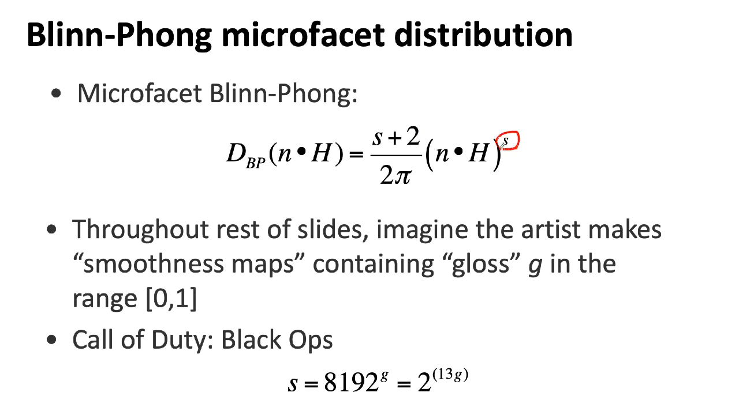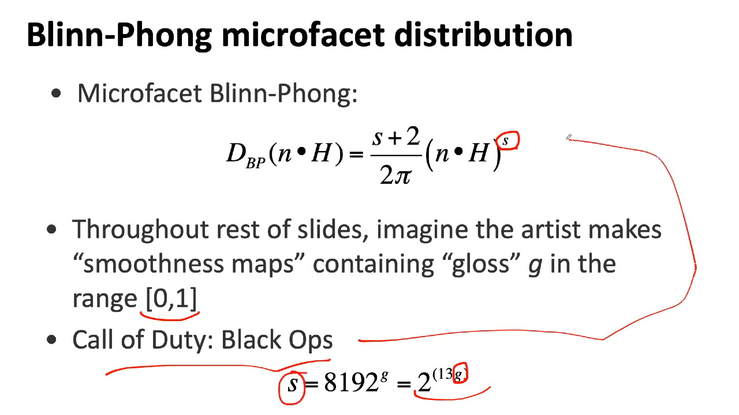Now, this S term is fairly difficult for artists to deal with directly. We would like to give them a knob to turn that lets them change the characteristics of the reflection, but in a way that feels natural. So we would like to give them a parameter that goes between 0 and 1, and that way they can build texture maps to this that indicate how the smoothness of an object varies over the surface. And I ran across a presentation that said Call of Duty Black Ops used this kind of exponential mapping between this smoothness parameter G and the actual S used in this formula.